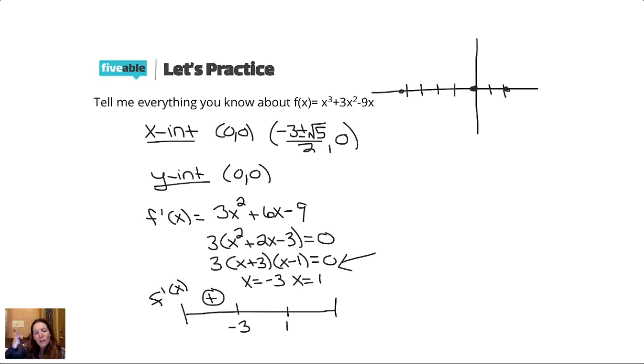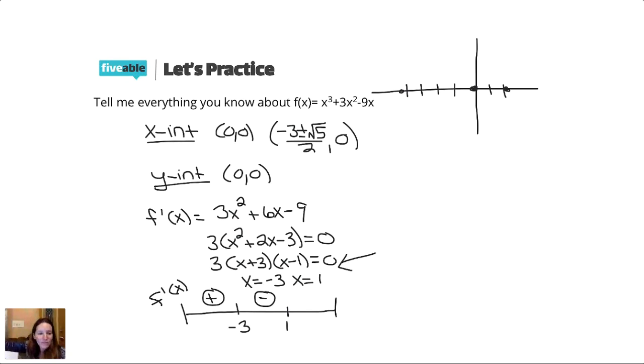So I also need to check a number between -3 and 1. 0 obviously is the easiest one, okay? But it doesn't matter what you pick. It could be anything in that interval. You plug in 0. You have 3 is positive. 0 plus 3 is positive. 0 minus 1 is negative. So we have positive, positive, negative. Derivative is negative. Then I need to pick a number on the other side of 1.